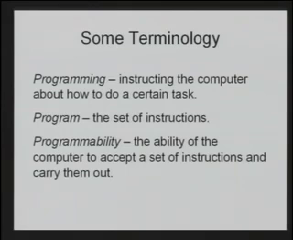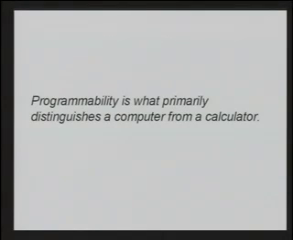And the third term is programmability, which is the ability of the computer to accept a set of instructions from you and to faithfully carry them out. And this programmability is what primarily distinguishes a computer from a calculator, because a computer is programmable, that is, we can give it a set of instructions to solve the problem of our choice, whereas we cannot program a calculator, or we cannot instruct it how to carry out a certain task.